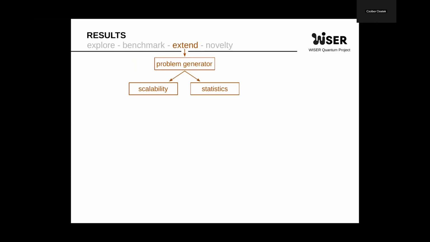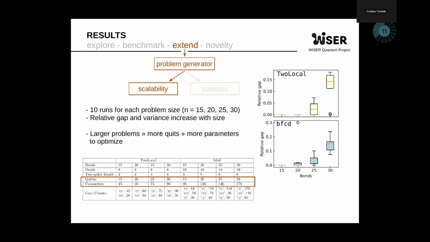Next, we extended. So we built a problem generator to create synthetic data for a given number of bonds and used it to test scalability and statistics. First, we tested scalability using random problems with sizes 15, 20, 25, and 30 bonds, running 10 attempts each. As expected, runtime grew with size, but more importantly, the gap to the optimal solution increased. This likely comes from the interplay between the growing number of qubits and their parameters and the ansatz topology.